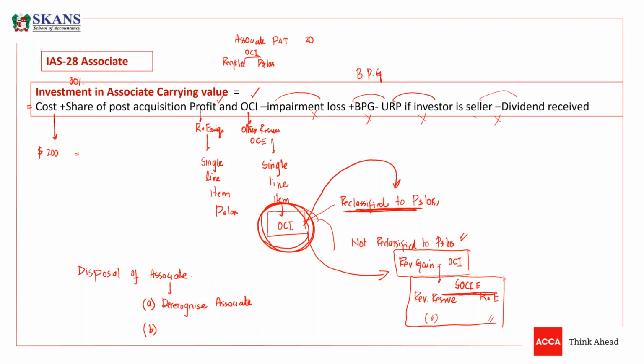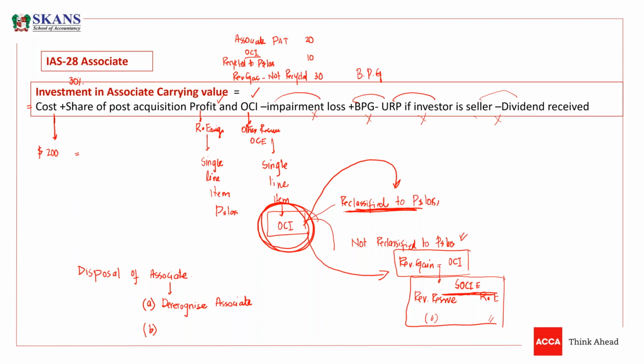There are two items here. One is recycled to P&L, suppose that amount is 10. And there is another amount that is revaluation gain, and this amount will not be recycled, not reclassified to P&L. Okay, so just assume this is 30.